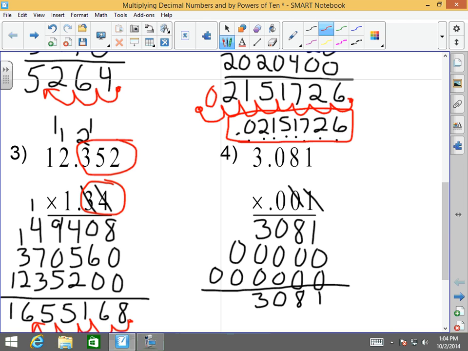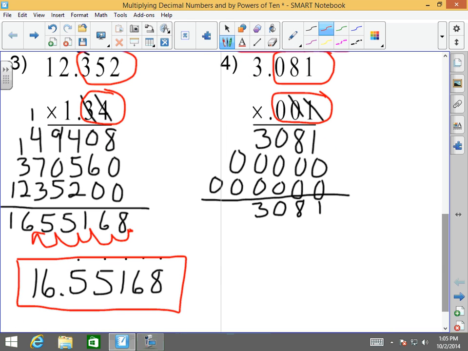Now, how many decimal places do I have in this first value here? 3. And how many do I have in the second value? So how many do I have in total? 6. Very good. Very, very good. So I go to my decimal place at the far end of the product, which is the answer to a multiplication problem, and I move 1, 2, 3, 4, 5, 6. And very good, sir. I got 2 zeros here.